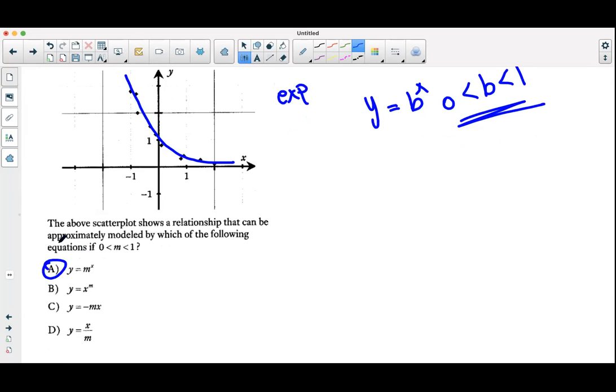Okay. All right. Let's move on to the next one. This is just mere recognition that this one looks like an exponential function. Number 15, I believe. All right. Number 15.